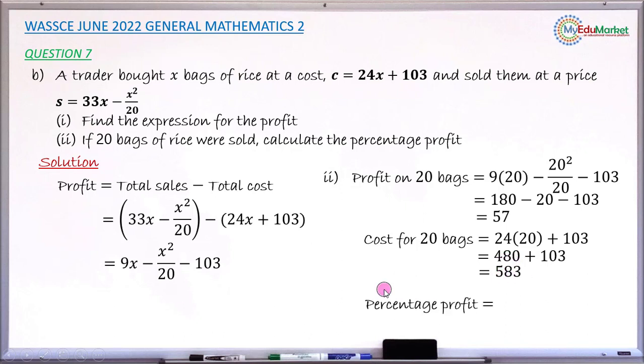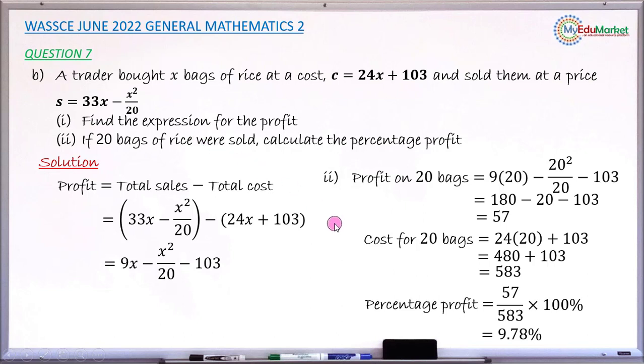So the percentage profit by selling these 20 bags is going to be the profit, divided by the cost of the 20 bags, multiplied by 100%. This is what you are going to have. If this division and multiplication is done correctly, you now have 9.78%. This is the percentage profit by selling 20 bags, and this answered all the two questions here.